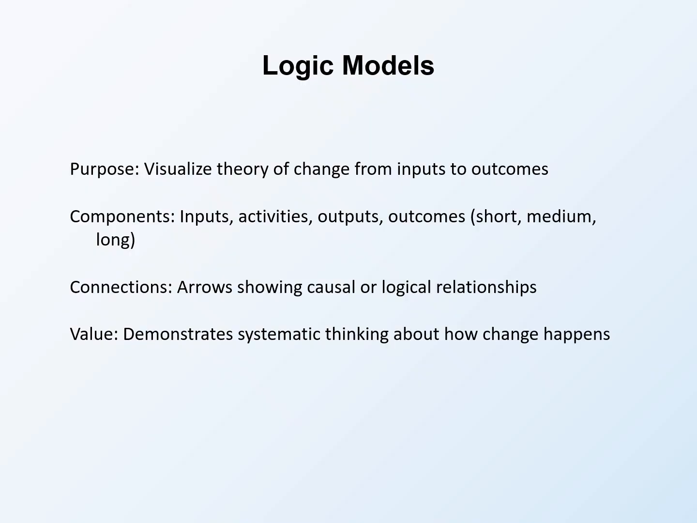Standard components include inputs, the resources you invest, including funding, staff, and partnerships. Activities are what you will do with those resources. Outputs are the direct products of activities such as people trained or materials produced. Outcomes are the changes that result, often divided into short-term, medium-term, and long-term categories.